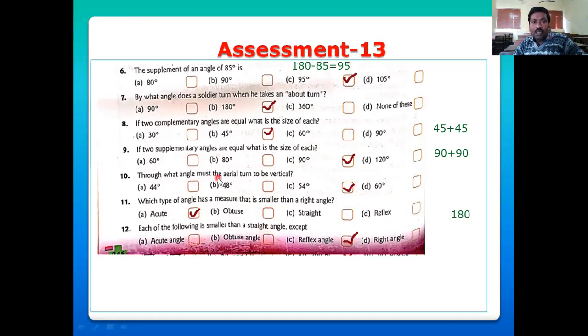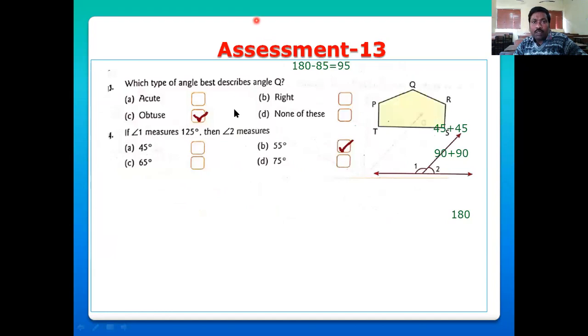Okay, and now see the next question. Question number 13. Which type best describes angle Q? Here we see the description of the angles, and you can also use the protractor to measure angle Q and solve this question. If the measurement of angle Q is greater than 90 degrees, then we can say that this is an obtuse angle.